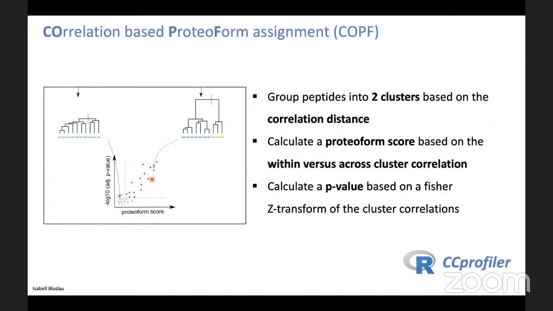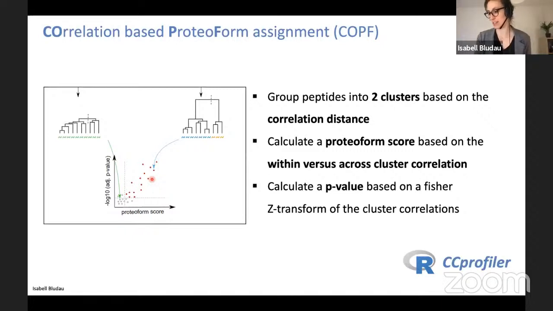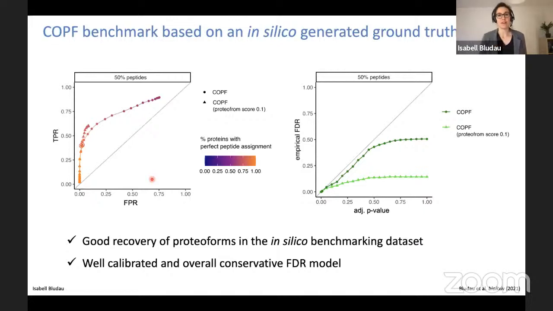Thank you. I will probably get to the rest of the questions a bit later, just to get through the main points first, and then we see how much is still open in terms of questions. So just very briefly, I don't want to spend too much time on this, but we benchmarked the COPF strategy based on an in silico generated ground truth data set.